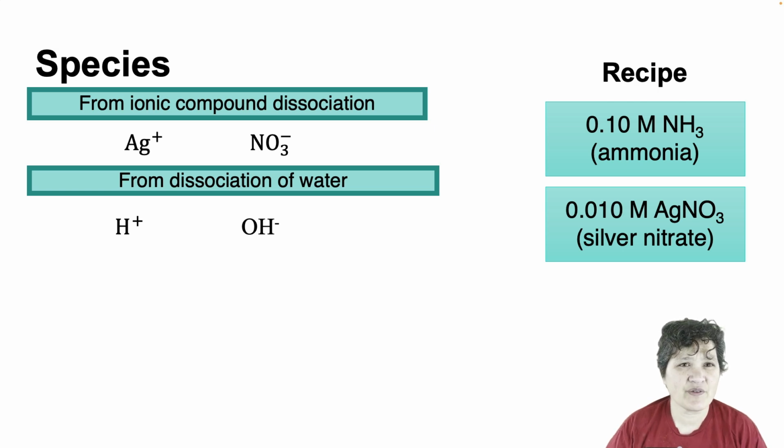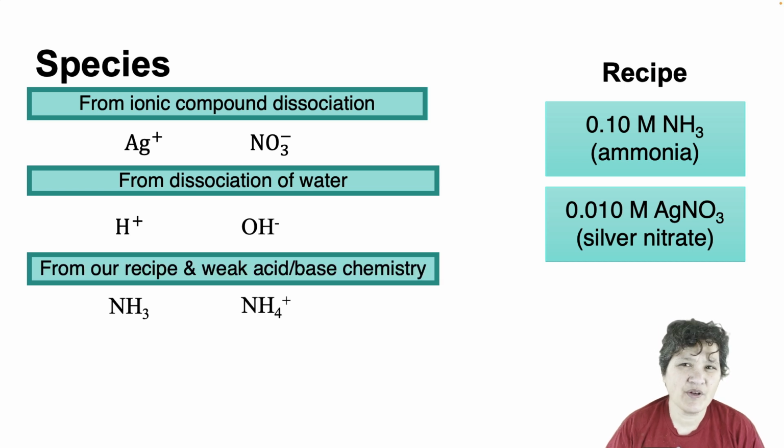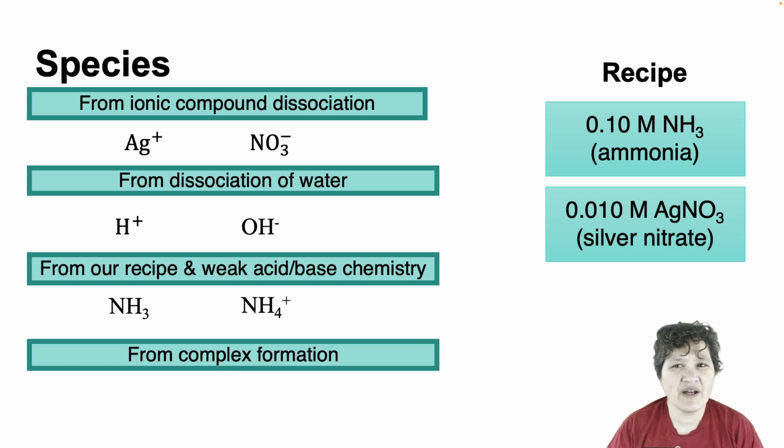Then we have to ask ourselves if we have weak acid or weak base chemistry going on. Of course, we have ammonia, which is a weak base. We'll also therefore have the conjugate acid, ammonium, present in solution. Finally, we have to ask ourselves whether or not we'll have complex formation. To do this, we first identify both possible metals and ligands that might form complexes. Silver is the only possible metal here.